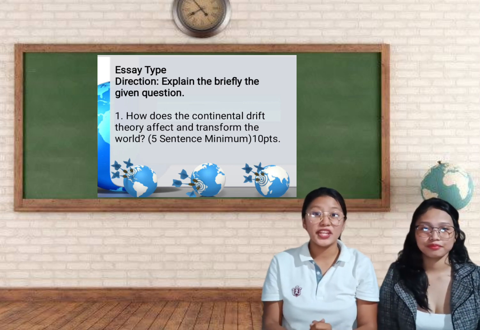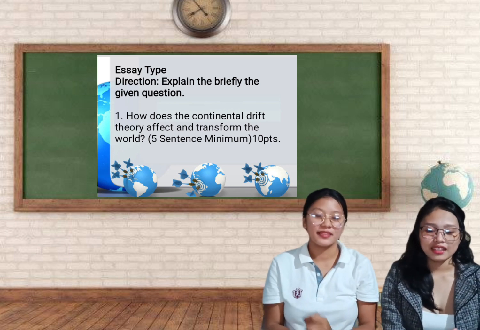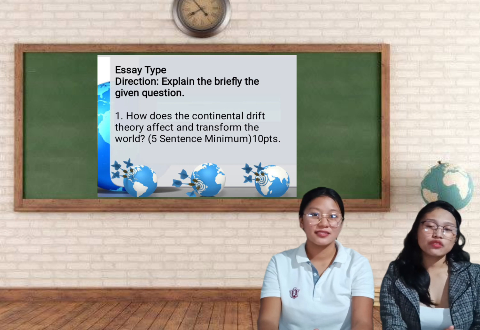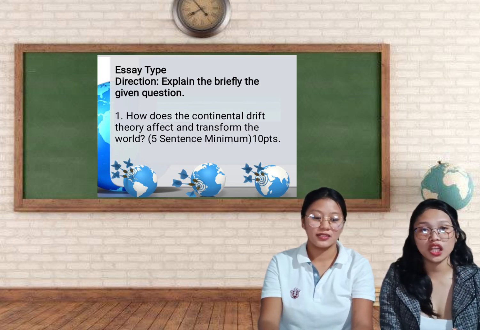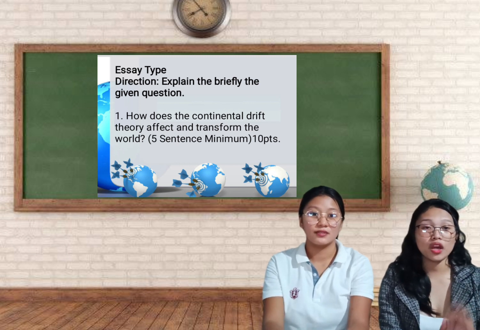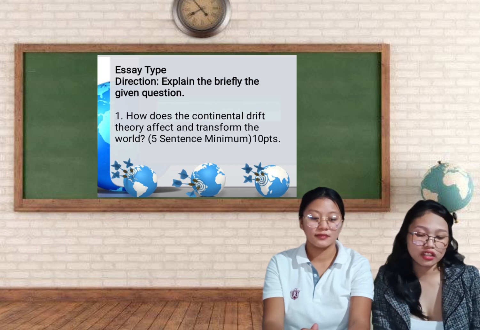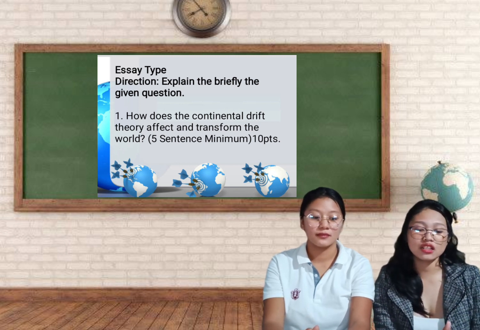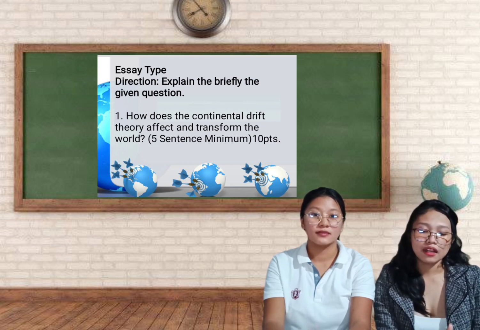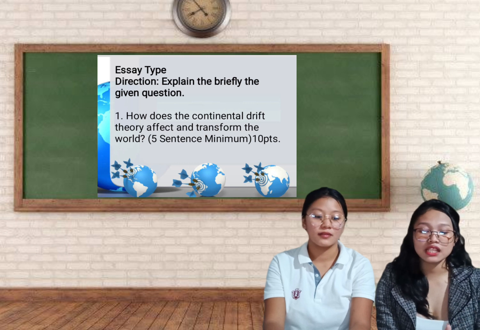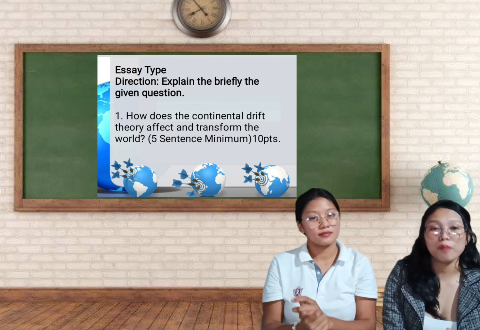To really evaluate your knowledge, we prepared a formative test. The direction for this class is you're going to explain briefly the given question and write it down on a 1/4 sheet of paper. The question here is, how does the Continental Drift Theory affect and transform the world? Give at least 5 sentences minimum. That will be 10 points.